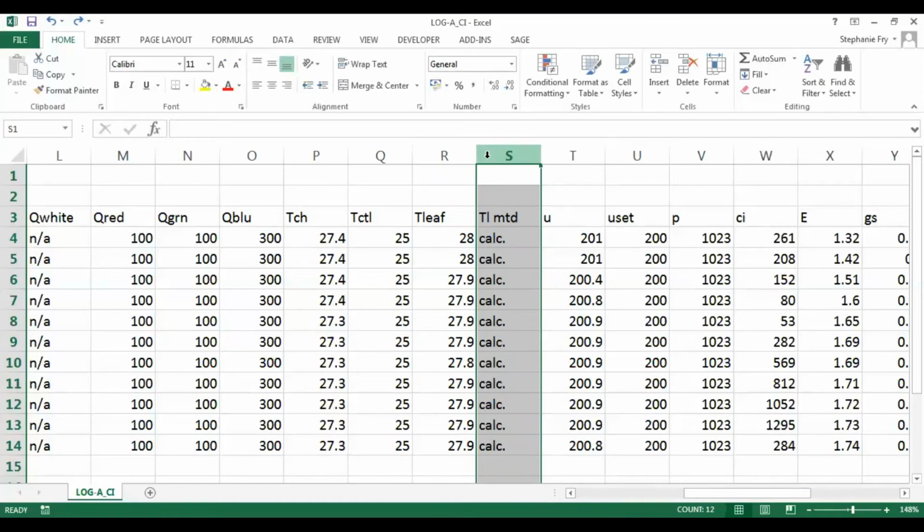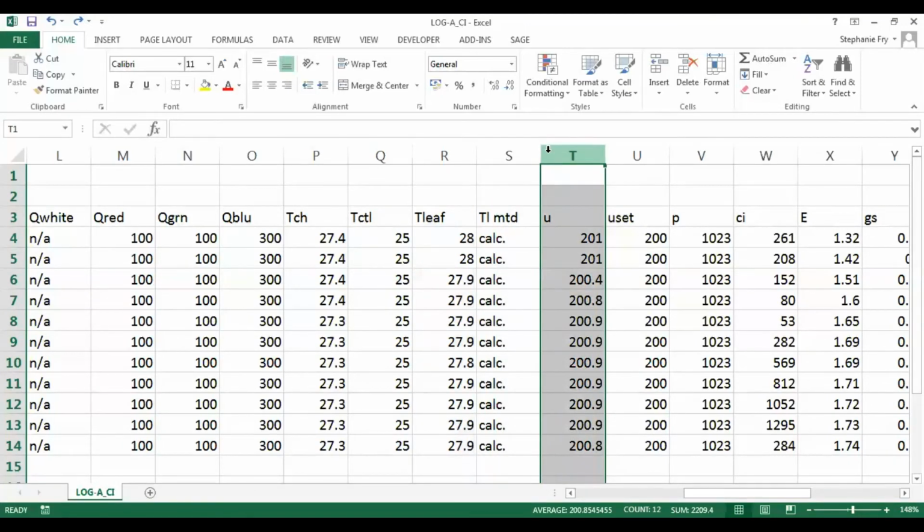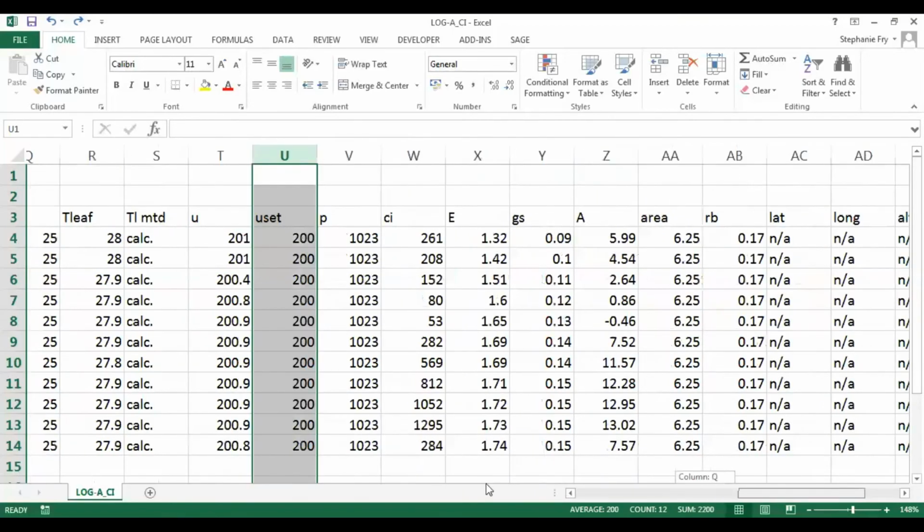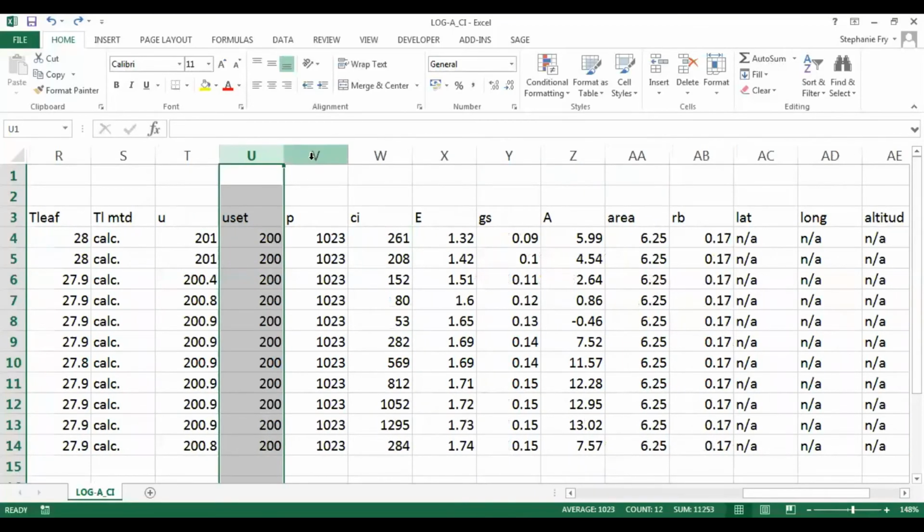The other option here would be measured, which would be using the manual placement sensor that can be connected to the lower jaw. In column T is U, or the airflow. This is the achieved value, and next to it the user set airflow value, in this case 200 micromoles per second. P is atmospheric pressure in millibars.